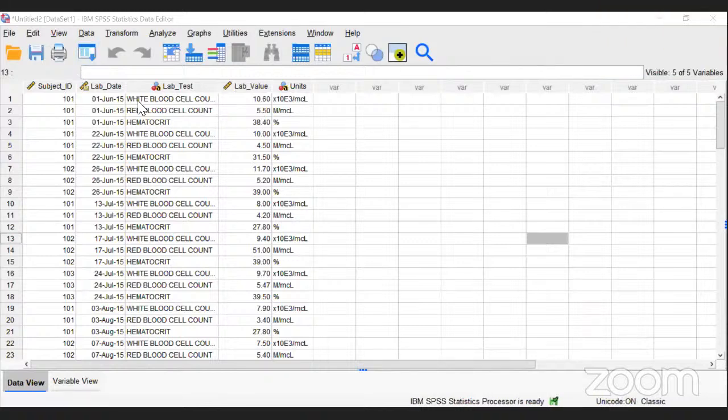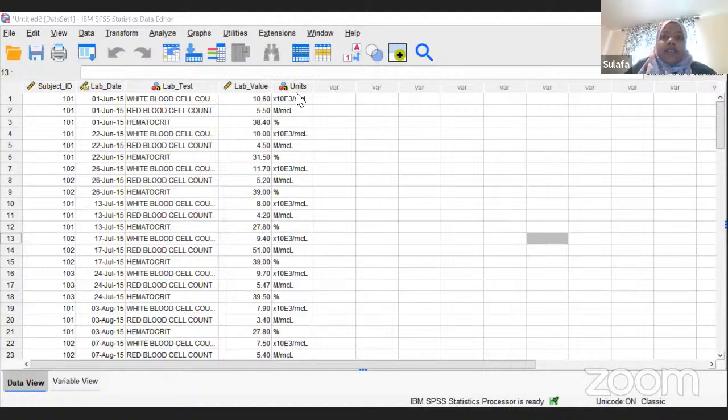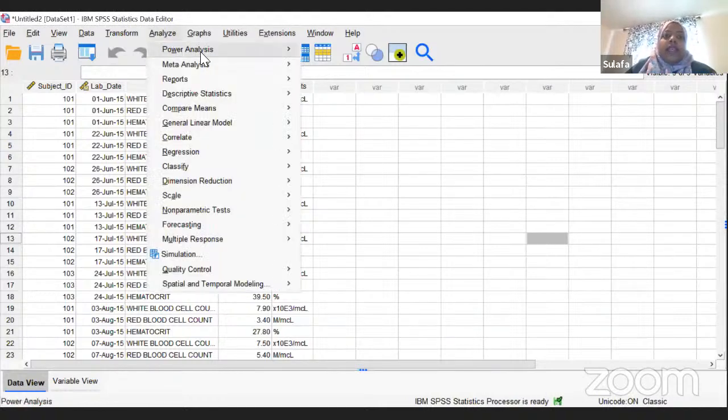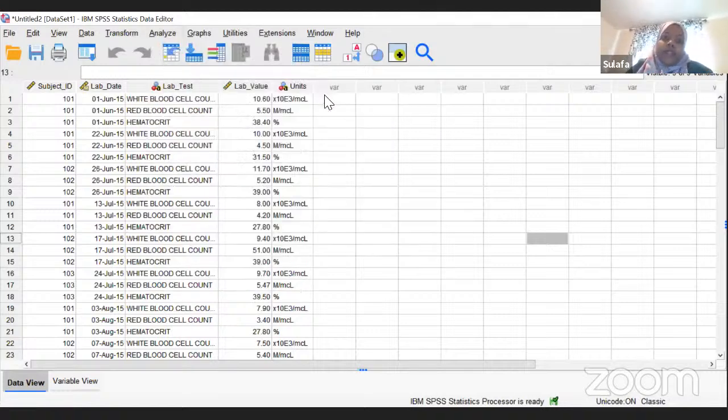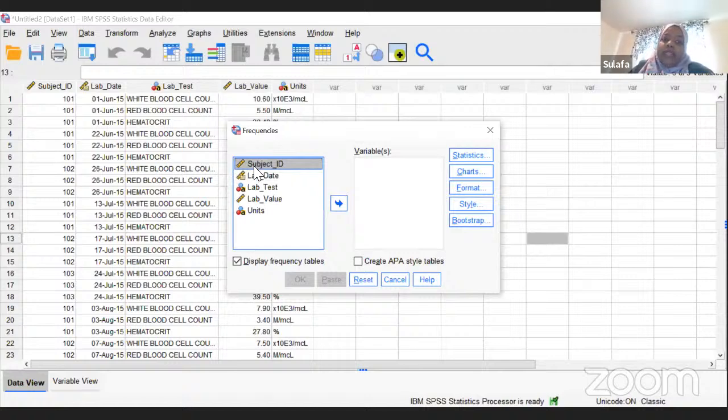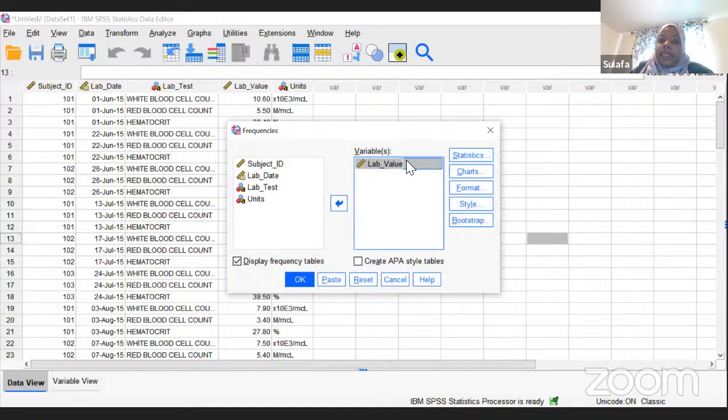Okay, so we have this data, and as I mentioned, we will go to Analyze. We'll go to Descriptive Statistics, and we'll choose first the Frequencies. Now you can select from here what variable you want to display and do analysis on. We can use, for example, lab value. You will just press on this button. So it takes this variable right here, and you will go to Statistics.